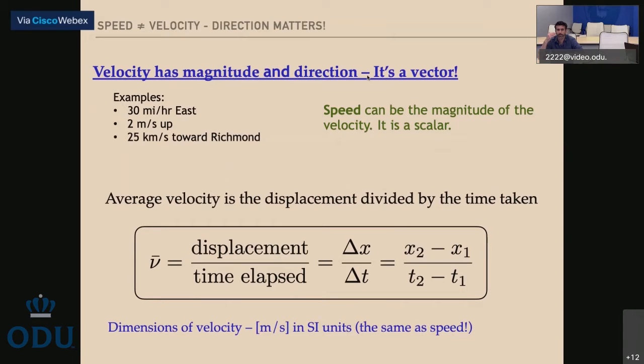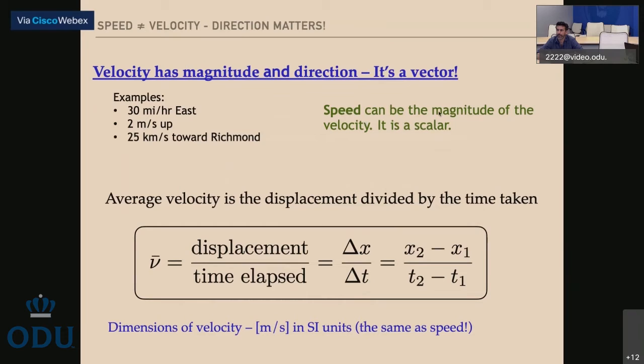So you have to tell me a value, or a magnitude, that it has, and which way it is pointing, okay? Examples of this: if you have some speed, let's say some object is moving at 30 miles per hour, then you have to give it a direction, eastward. Or 2 meters per second and up, or 25 kilometers per second towards Richmond, okay? So these would be velocities.